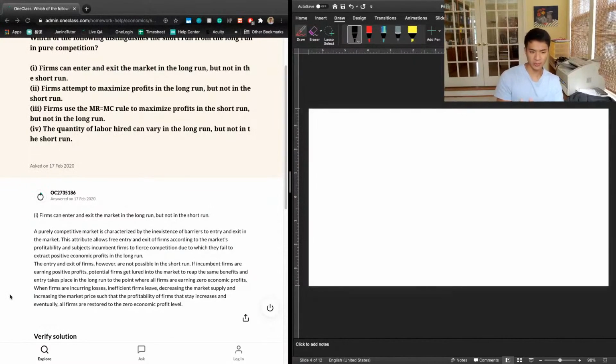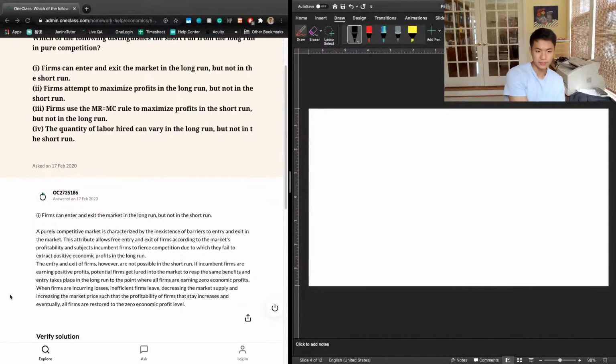If incumbent firms are earning positive profits, potential firms get lured into the market to reap the same benefits, and entry takes place in the long run to the point where all firms earn zero economic profits. When firms are incurring losses, inefficient firms leave, decreasing the market supply and increasing the market price such that the profitability of firms that stay increases, and eventually all firms are restored to the zero economic profit level. That was a good explanation. I think that covers all the bases pretty well, and we don't have to mark that anymore. And so let's mark that as correct.